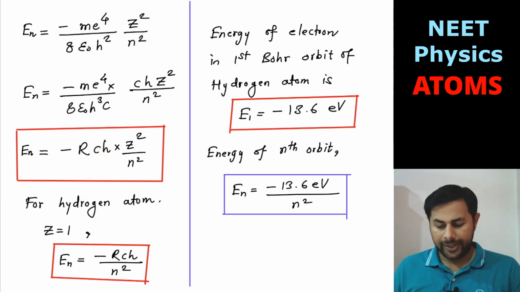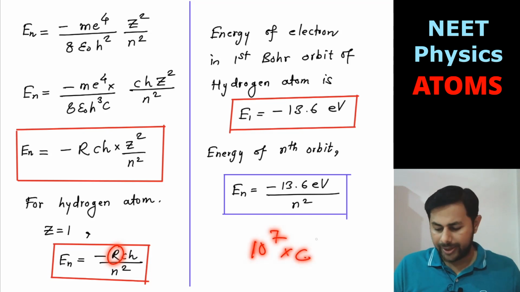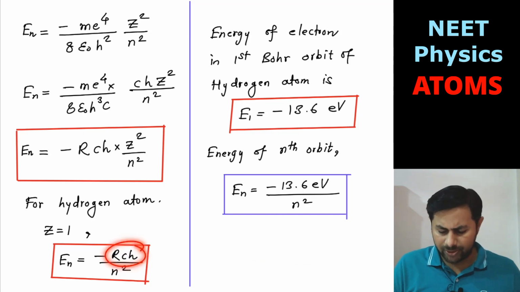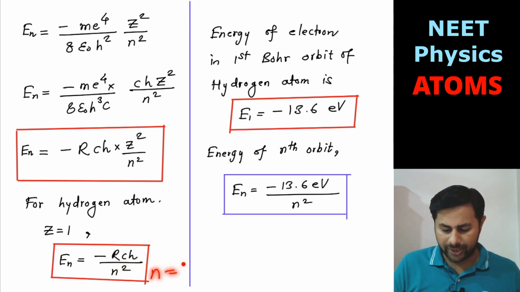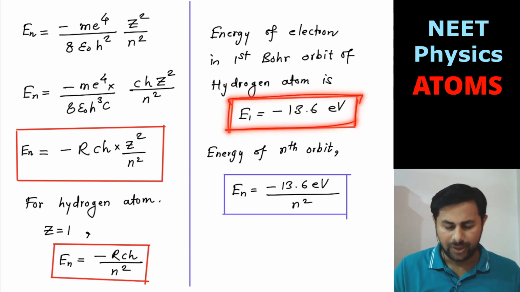Then the energy of electron in the first Bohr orbit, if you substitute all values for hydrogen atom, that means you substitute R is equal to 10 raised to 7, c is equal to 3 into 10 raised to 8, h is equal to 6.64 into 10 raised to minus 34, and take n equal to 1, then for hydrogen atom you get E1 equal to minus 13.6 electron volts. So this value also you need to remember.